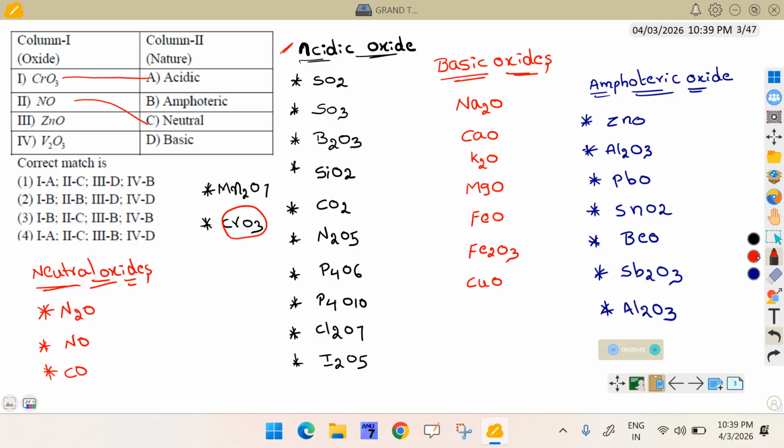Example for neutral oxide. ZnO. ZnO is the example for amphoteric oxide. V2O3 is basic oxide. So the matching is 1A, 2C, 3B, 4D.